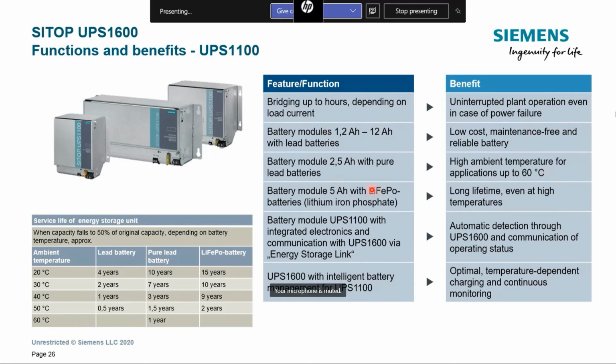In addition to this, the 5 ampere hour version is a lithium iron phosphate battery, which operates up to 50 degrees, but it still lives for a really long time, even at higher temperatures.